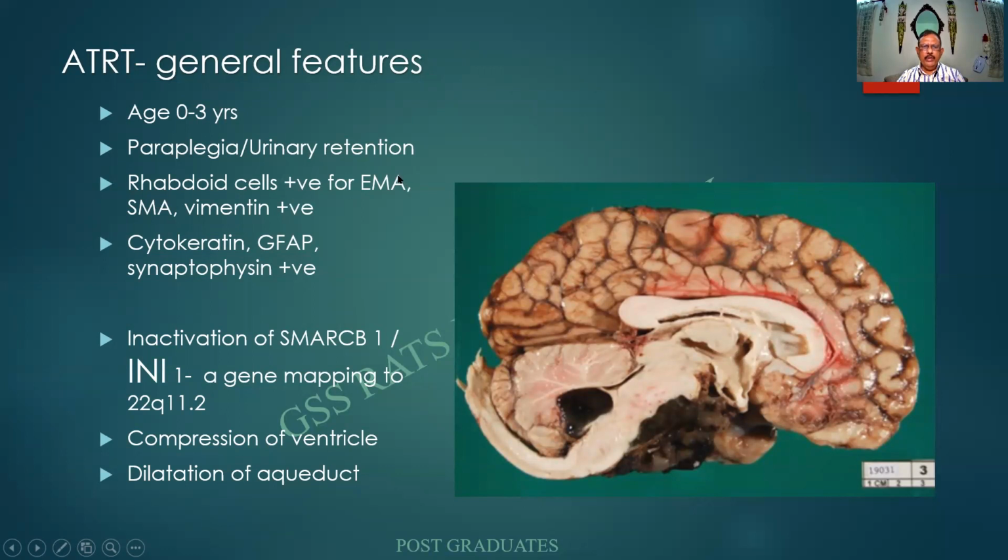Rhabdoid cells which are positive for a number of markers are being given here. I would like you people to patiently go through the markers because my summary is much better than the pages that run in Ackermann, which has been quoted as a reference for you people. There is an inactivation of the SMARCB1 and there is an INI1 gene mapping that is found in this particular locus. Physically, you find there can be a compression of the ventricle or the aqueduct of Sylvius.